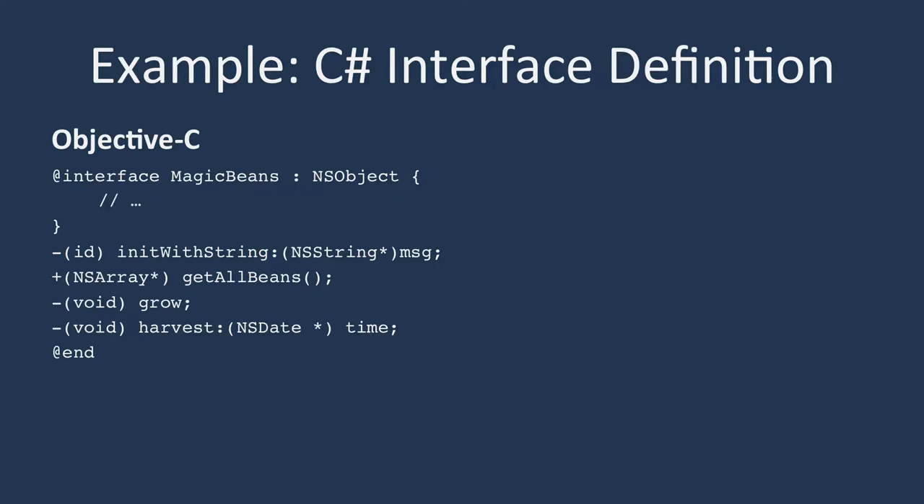And what we have here is one constructor, which follows this pattern. It's init with string, and it takes a parameter of type NSString. In Objective-C, constructors are actually created by convention. Right? So the convention is that it's an instance method. Everything that you see with a minus sign means instance method. So the convention is that the instance method called init and whatever else comes later is a constructor.